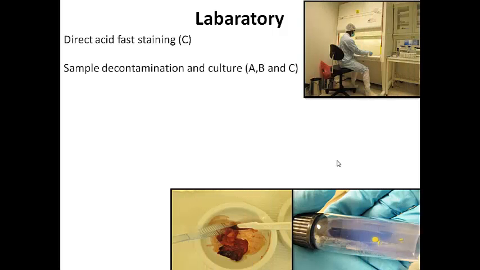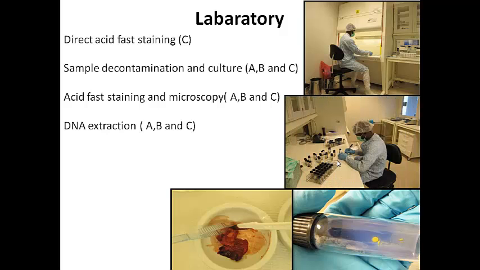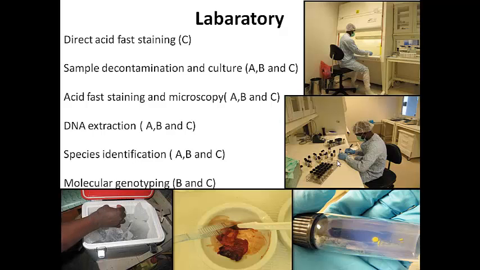Decontamination was done for all the 3 studies, and acid fast and microscopy was done for all the 3 studies. DNA extraction was done for all the 3 studies. Species identification was done for all the 3 studies, but molecular genotyping and characterization was done for only the animal and the human study.